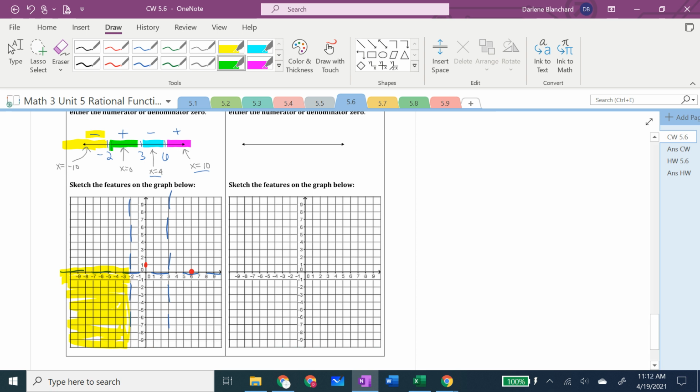If x is between negative 2 and 3, I am above the x-axis. If x is between 3 and 6, I am below the x-axis. And if x is greater than 6, I am above the x-axis.